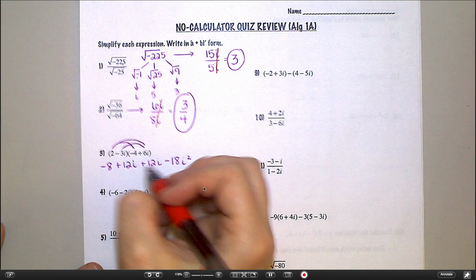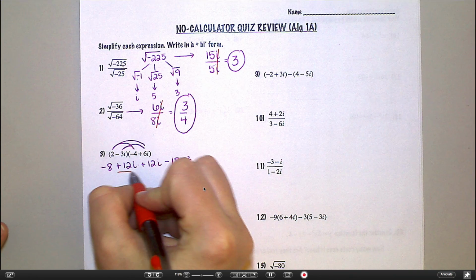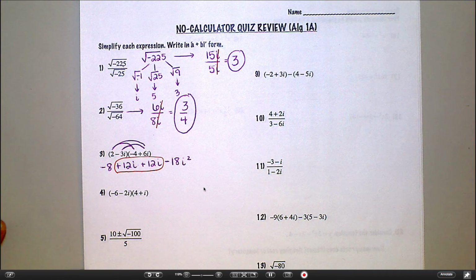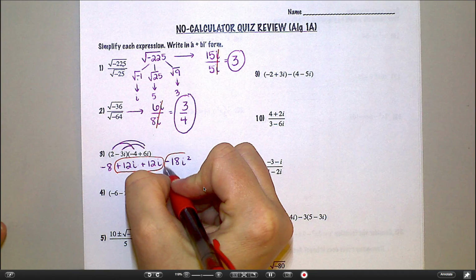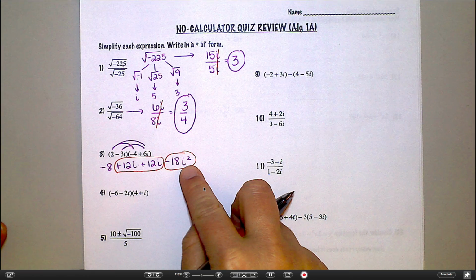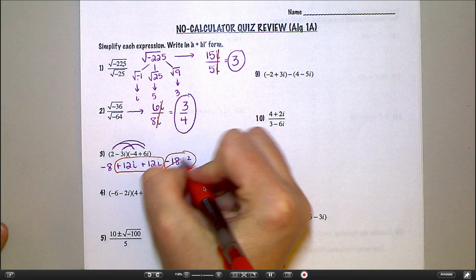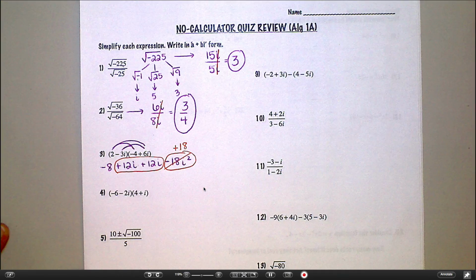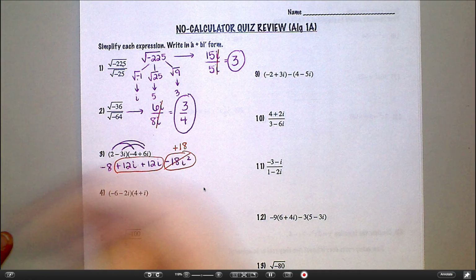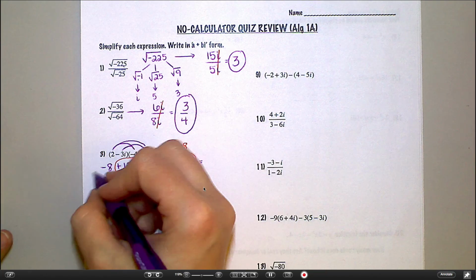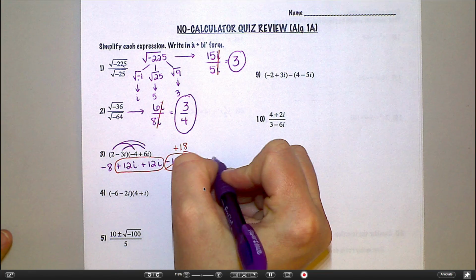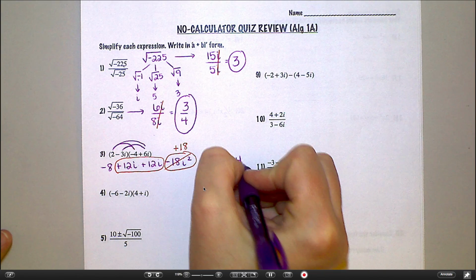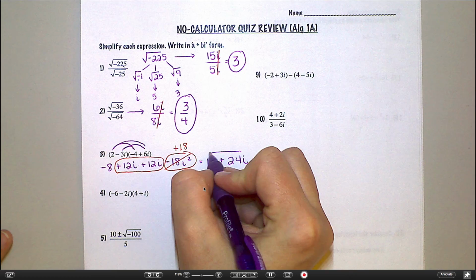Now, here are some things I can do to clean this up. First of all, my i's in the middle can combine. Okay, so 12i and 12i, that's going to make a 24i. I can also take this negative 18i squared, because remember, i squared is really like negative 1, and just replace that with a plus 18, and then that plus 18 can be combined with the negative 8. So I end up with negative 8 plus 18 is 10, plus, and then 12i and 12i is 24i. And that's where I would leave my final answer.